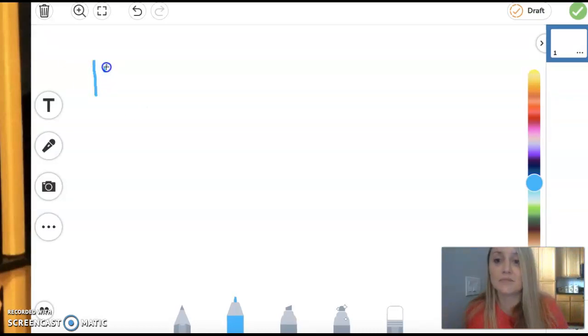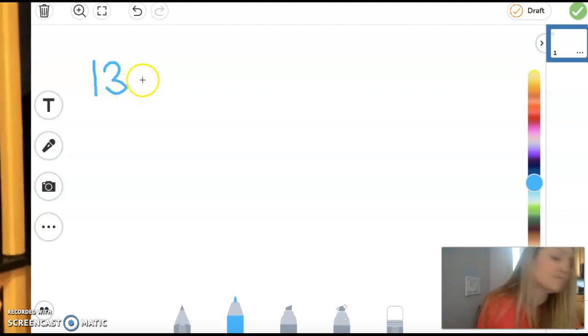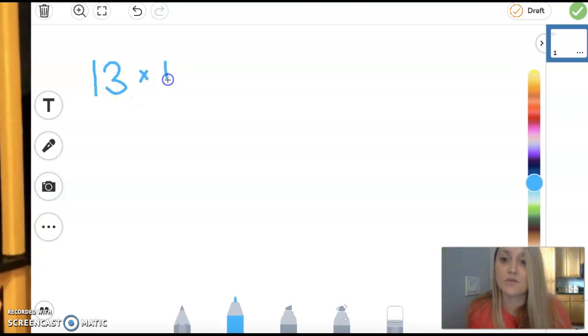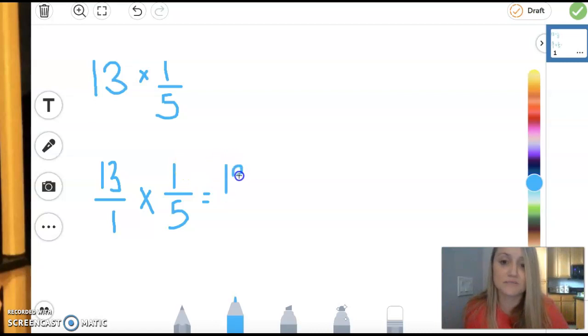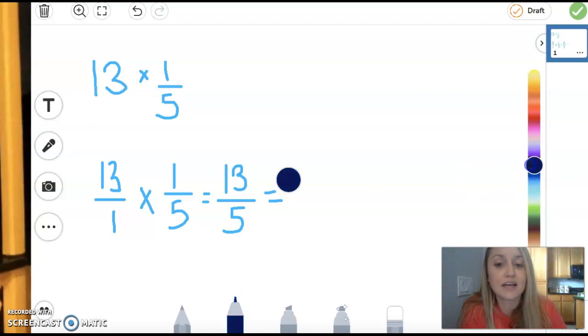If you ever have a number like 13 times 1 over 5, remember that you're going to put 13 over 1. Then you have your times 1 over 5, okay? So you can't really do a trick here because there's no number that goes into either of these. So 13 times 1 would be 13, and then 1 times 5 would be 5. So a lot of you left it at this, but you can't do it that way because you have to make it into a mixed number, okay?